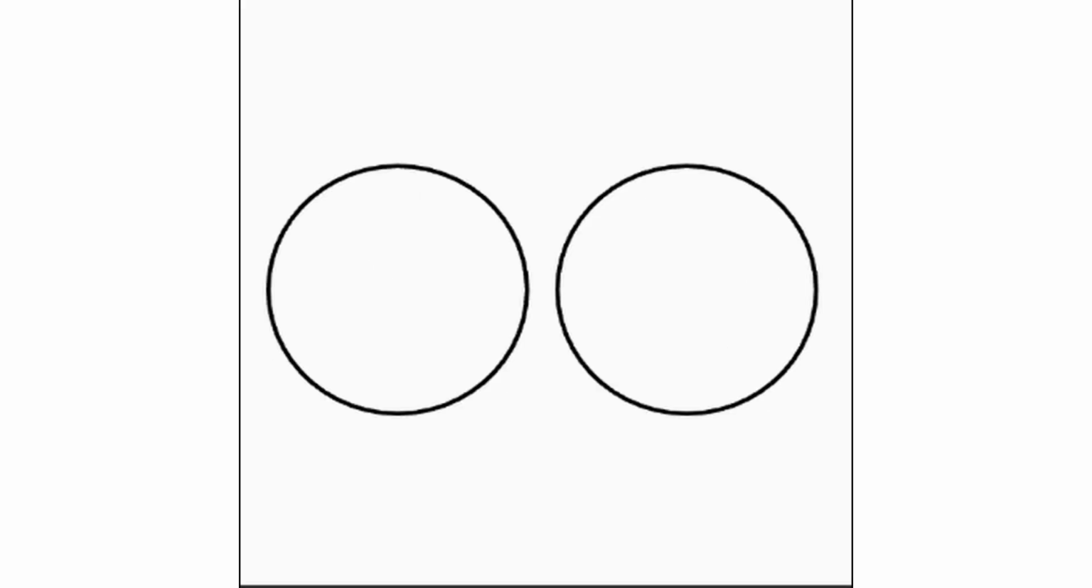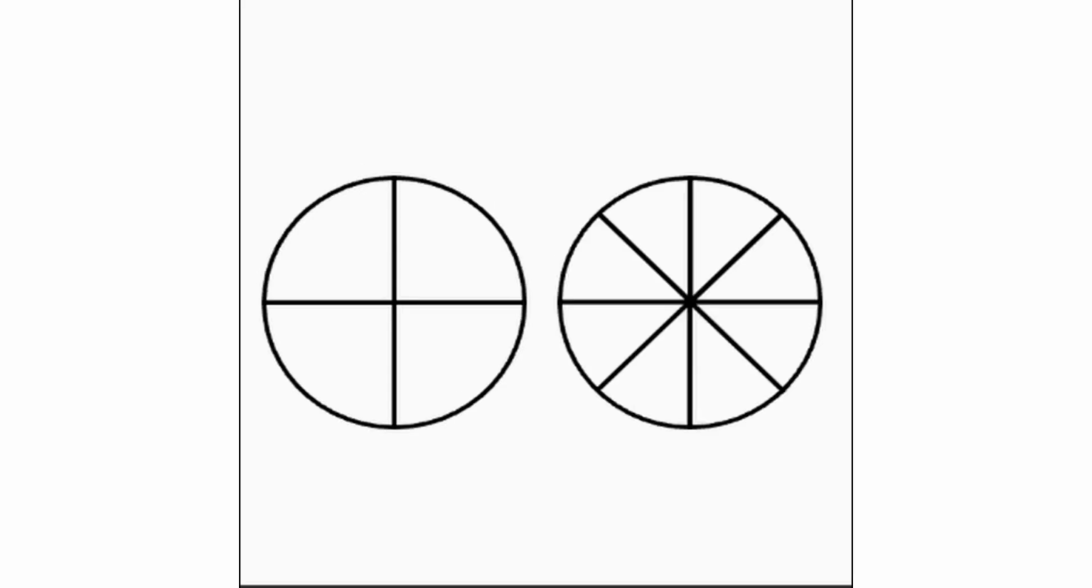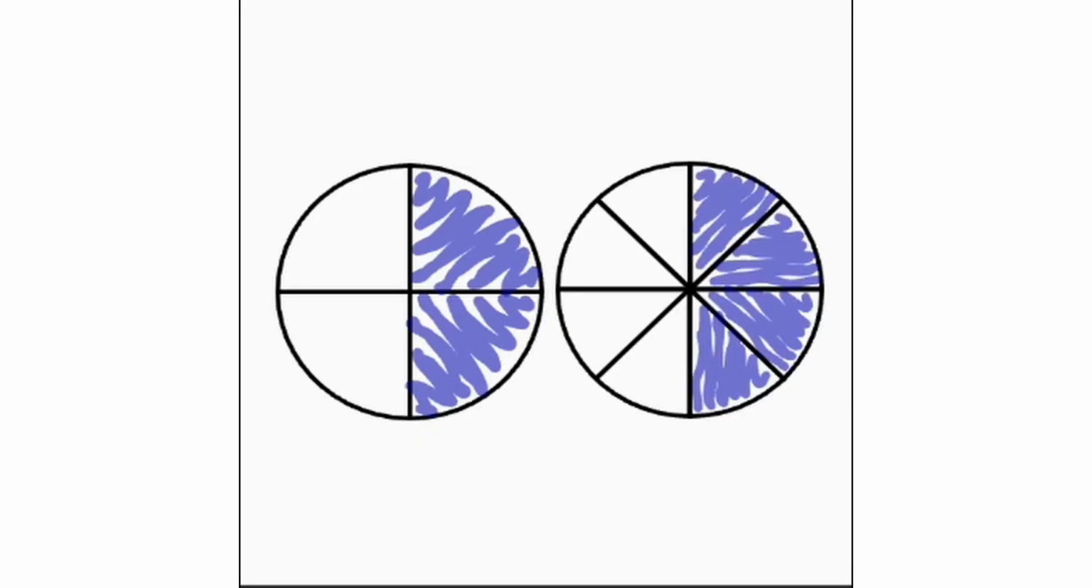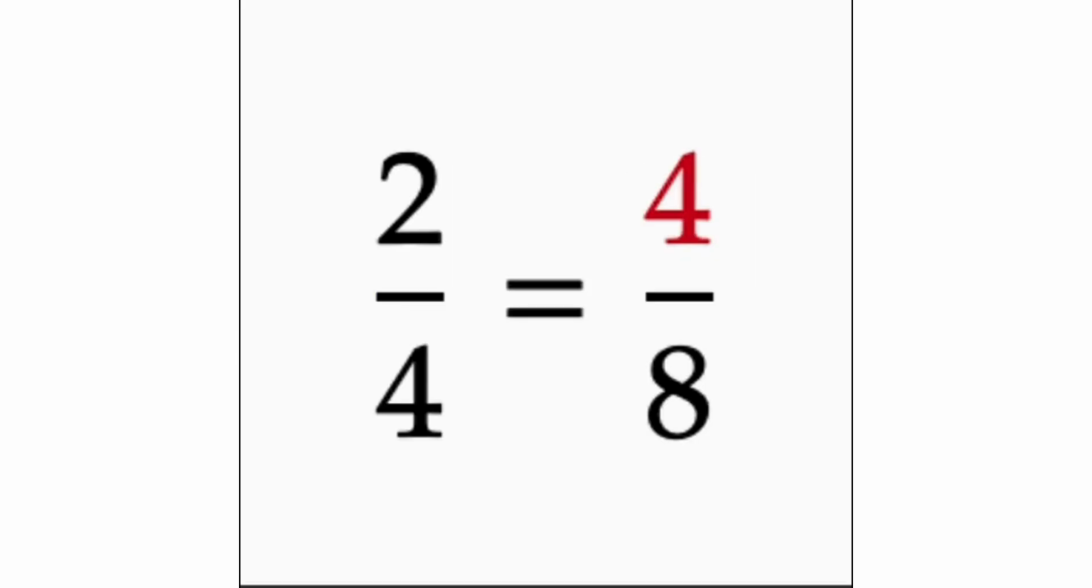First, let's draw two circles. I'm going to split one into quarters and one into eighths. Now, let's shade 2/4. Can you make the eighths look the same? You need to shade in 4 sections to colour in the same amount. Therefore, 2/4 is equal to 4/8.